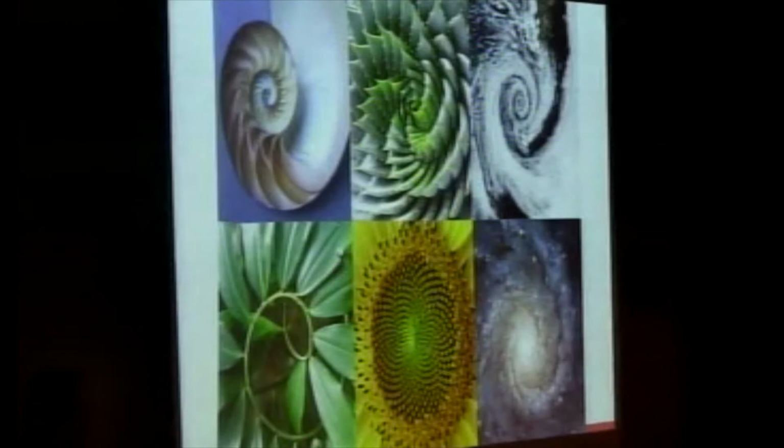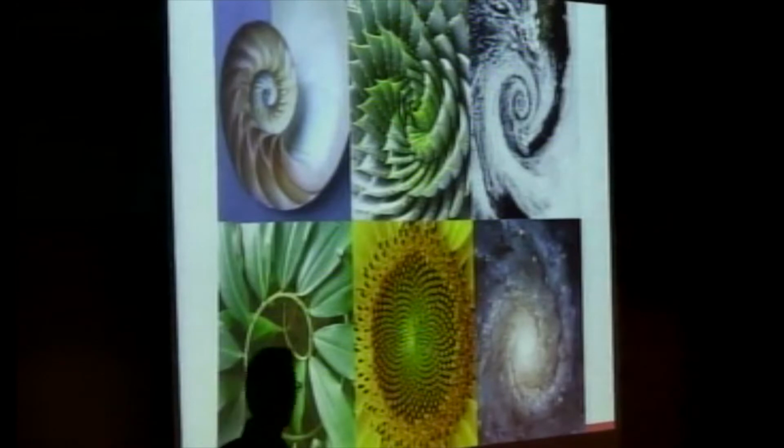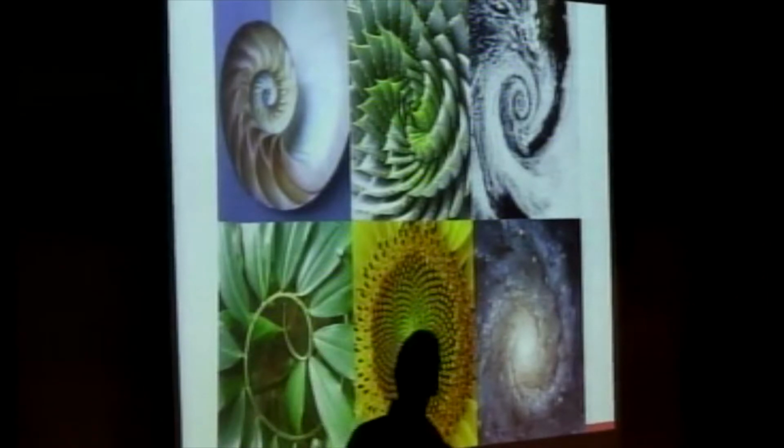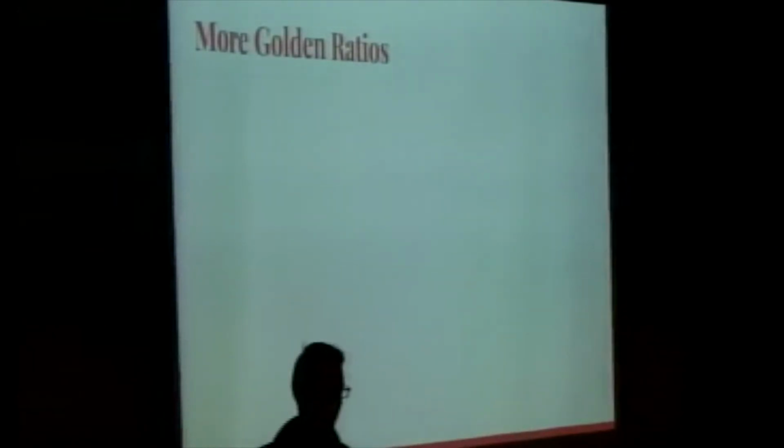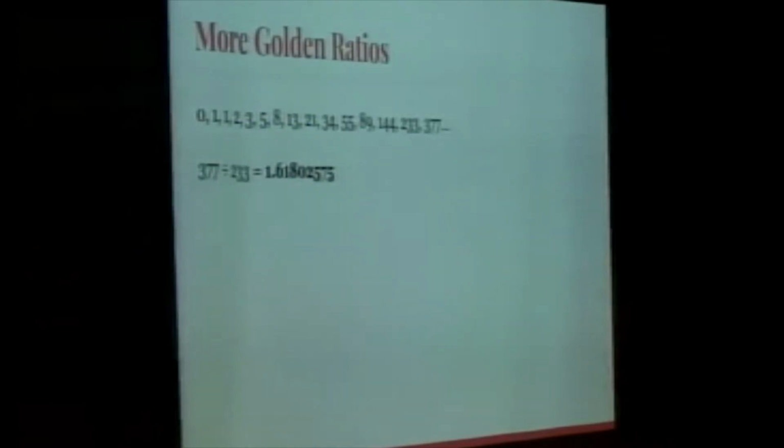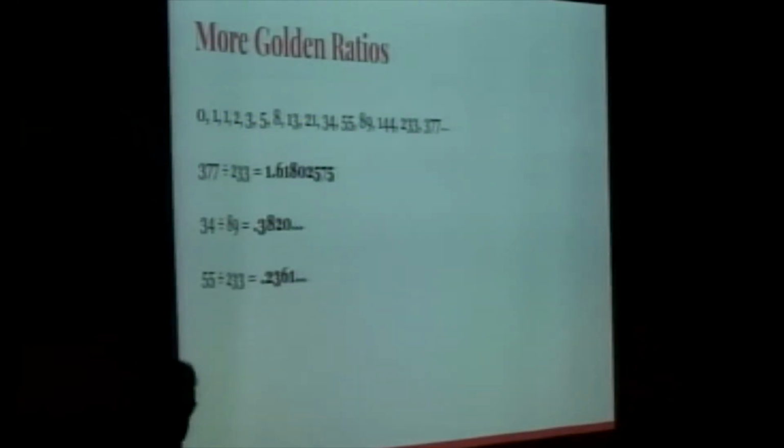So the golden ratio and the golden spiral and this whole Fibonacci Illuminati take over the universe. It's everywhere. And you can see 1.618 is not the only number. There's 377 over 233, that's the example I gave earlier. But there's also 34 over 89. So if you take 34 and divide it by two numbers to the right, you get 0.382. If you take 55 and divide it by 233, or three numbers to the right, it's 0.236.